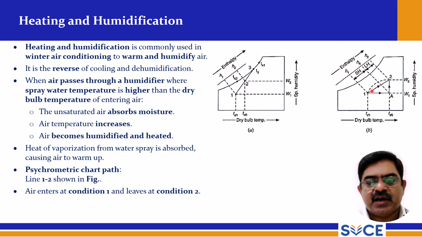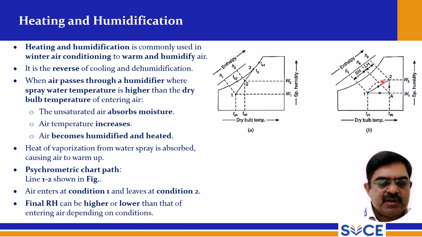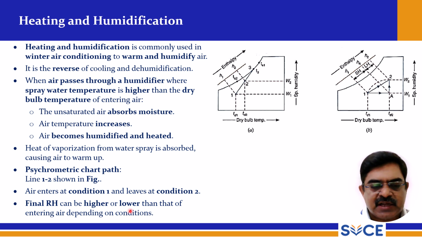Air enters here and this is the sensible heat, and from here it becomes latent heat. So from 1 to 2 there are two processes taking place: one is sensible heat and the other is latent heat. The final relative humidity can be higher or lower than that of the entering air, depending on conditions.